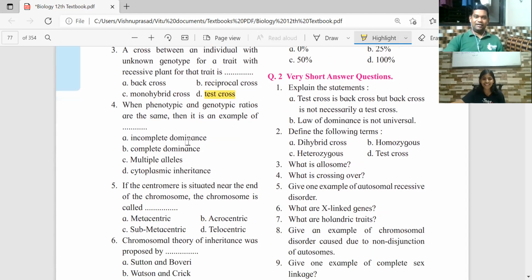Fourth one: when phenotypic and genotypic ratios are the same, then it is an example of incomplete dominance, because the ratio is 1:2:1. Correct.